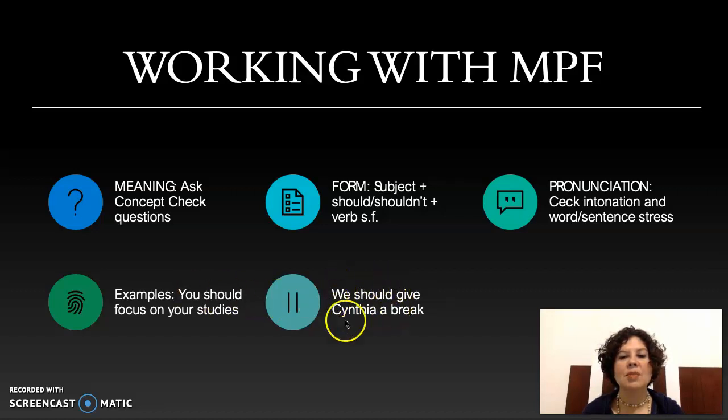Here, another example. We should give Cynthia a break. We should give Cynthia a break. Probably you want to emphasize the word we because we as a family need to protect Cynthia or help Cynthia. Have them repeat, do some drilling, that is choral repetition, do some drilling with your students of the examples they got from your story. In that case, you will have covered meaning, pronunciation, and form. And this is where your presentation finishes.